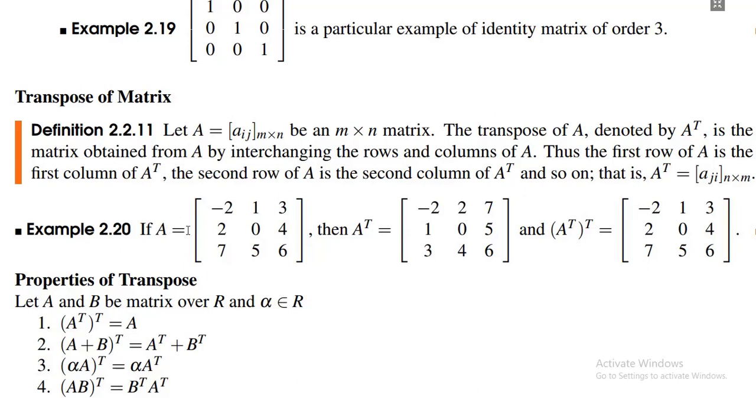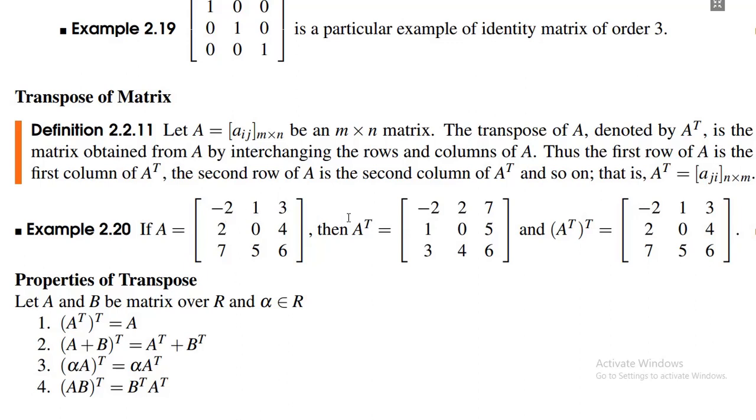For example, matrix A is given as -2 1 3, 2 0 4, 7 5 6. Then A transpose is simply obtained by interchanging the rows and the columns. Write a row of A as a column for A transpose, and that means the first row of A is the first column of A transpose, the second row of A is the second column of A transpose, and the third row of A is the third column of A transpose.